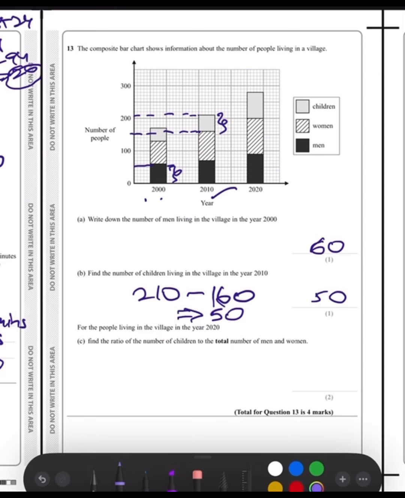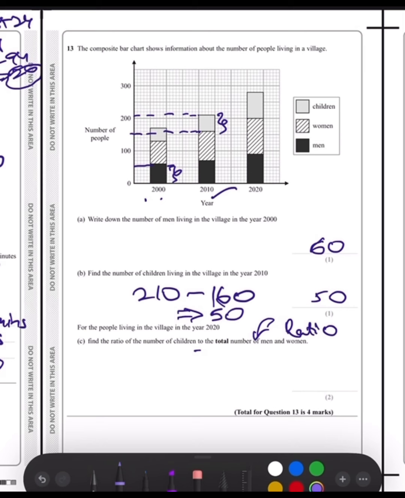Okay. Next question is, for the people living in the village in the year 2020, find the ratio of the number of children to the total number of men and women. When they say 2, it basically means ratio. So whenever we see 2, we can say it could be a ratio question. So they're saying find the ratio for the number of children to the total number of men and women.